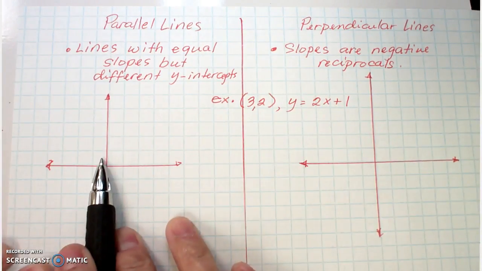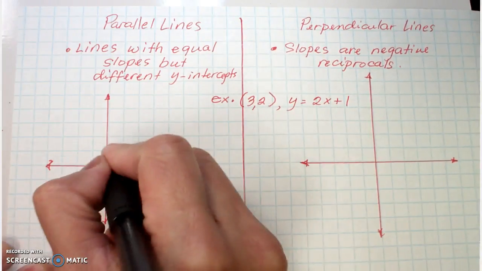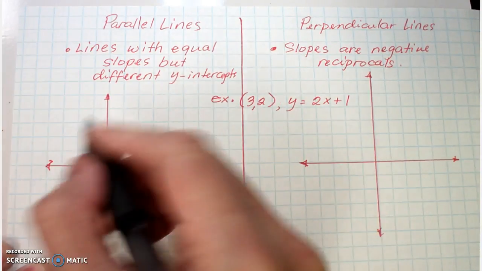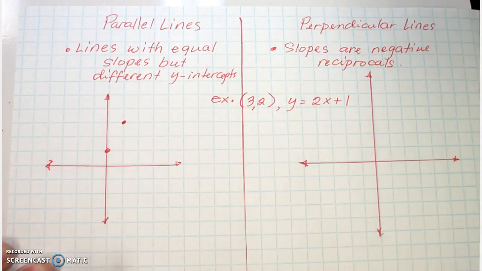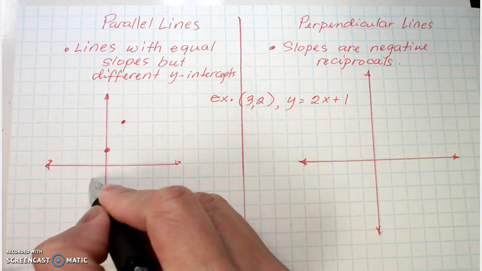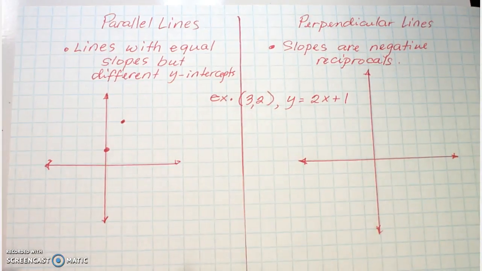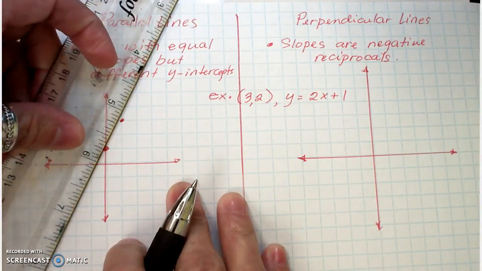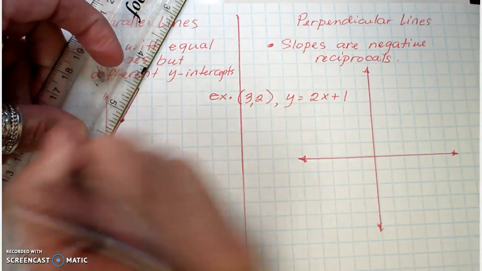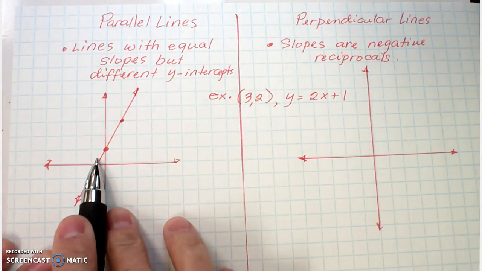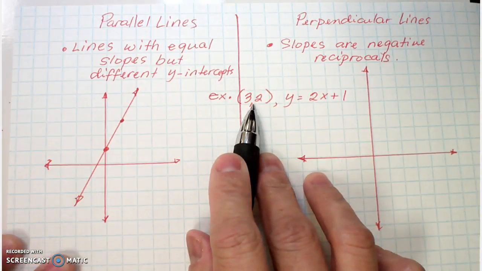Let's start with our parallel line. So our y-intercept is 1. We start there. And our slope is 2 over 1. So rise of 2, run of 1. You can also do down 2 to the left 1. Those are the same slopes. So this right here is your original line, and we're going to create a line that is parallel to this one that's passing through this point.